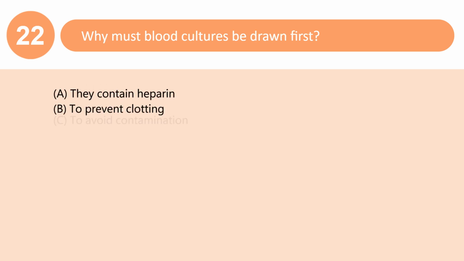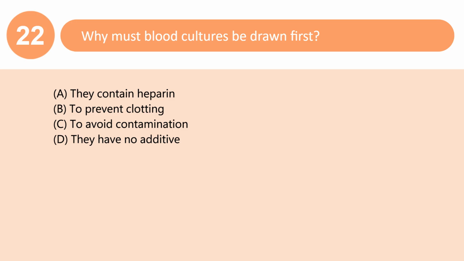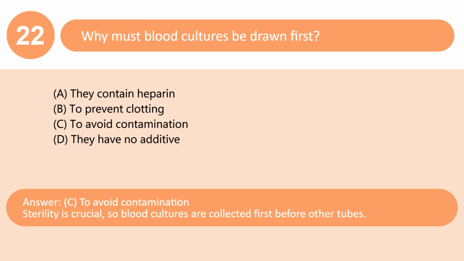Why must blood cultures be drawn first? A. They contain heparin. B. To prevent clotting. C. To avoid contamination. D. They have no additive. Answer: C. To avoid contamination. Sterility is crucial, so blood cultures are collected first before other tubes.